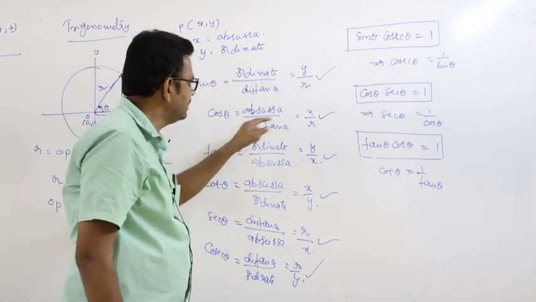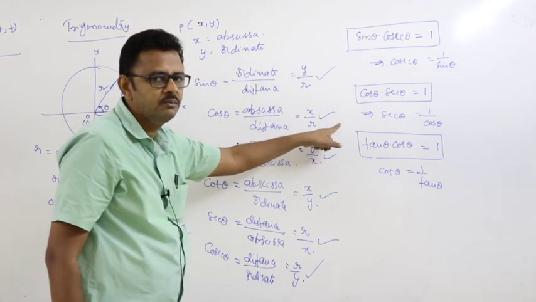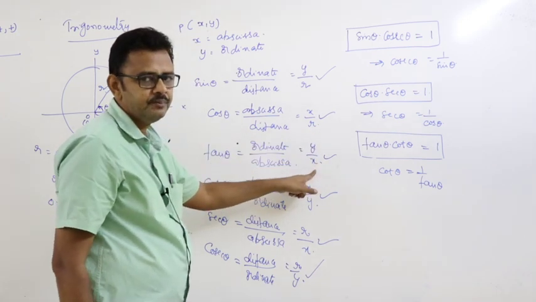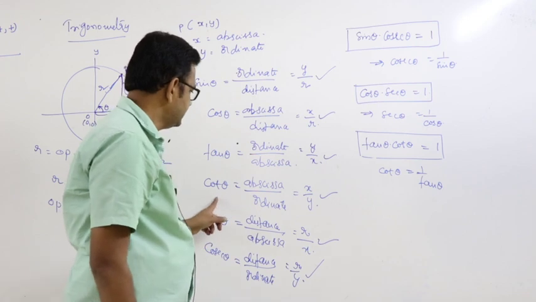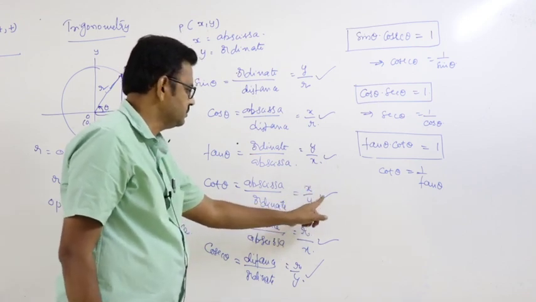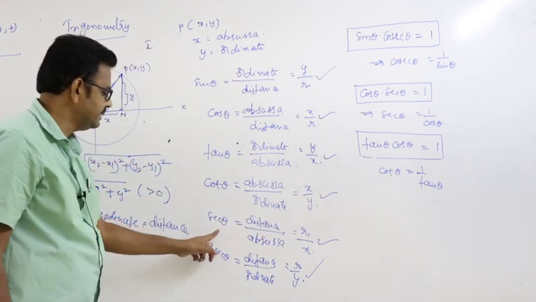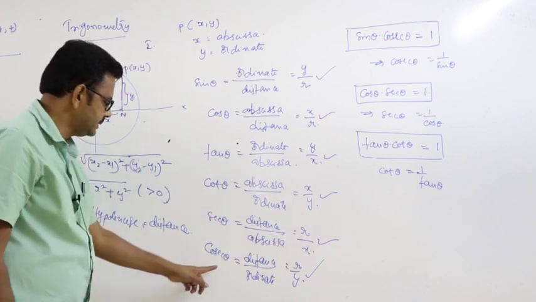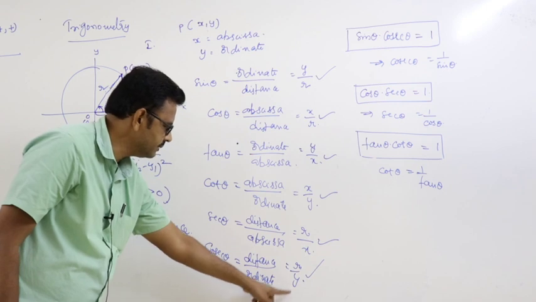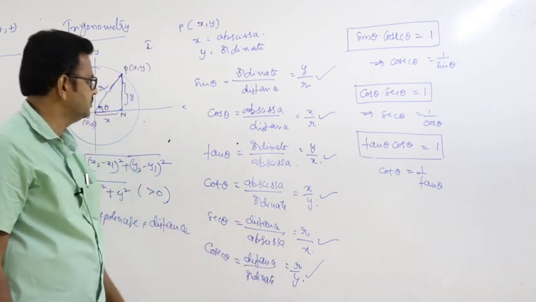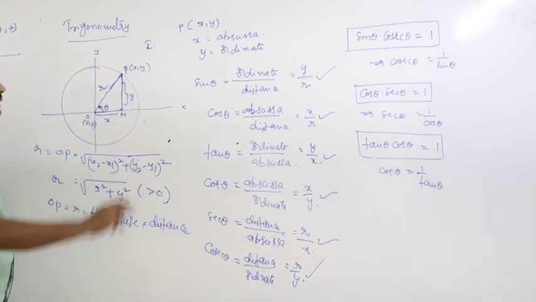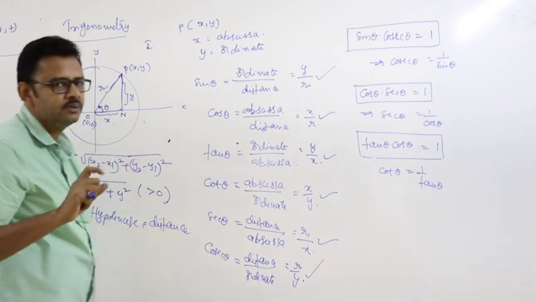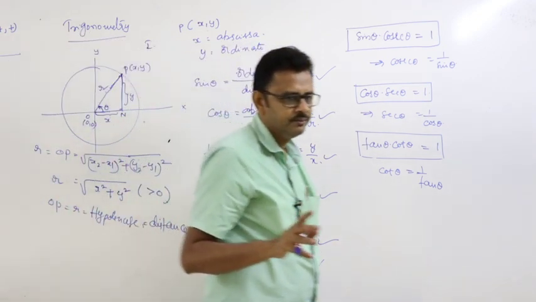So, cos theta, positive by positive, positive. Tan theta, y positive, x positive, positive. Cot theta, x positive, y positive, positive. Secant theta, r by x, r positive, x positive. Cosecant theta, r by y, r positive, y positive. So, in first quadrant, all 6 trigonometric ratios are positive.